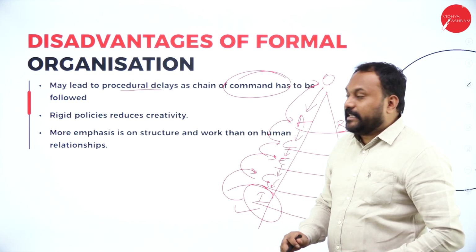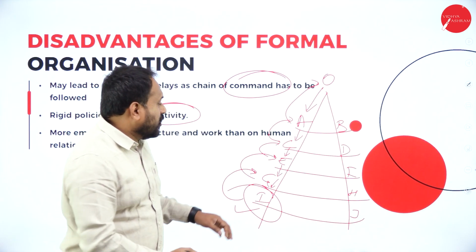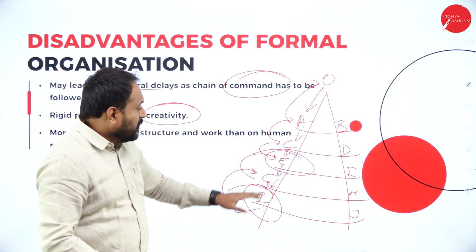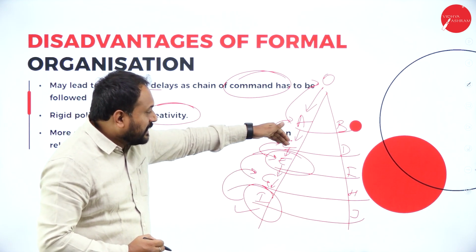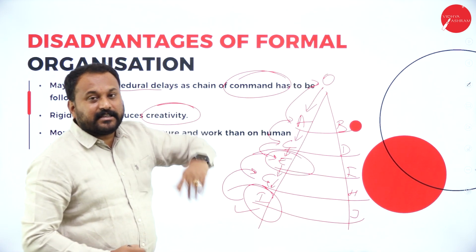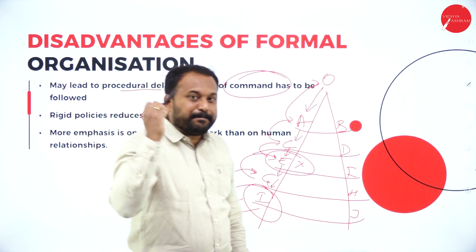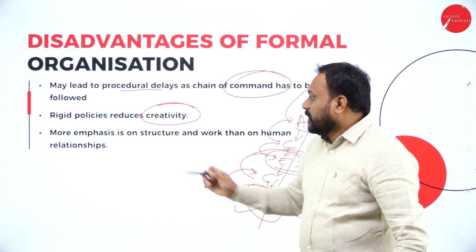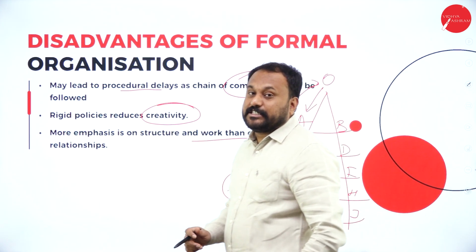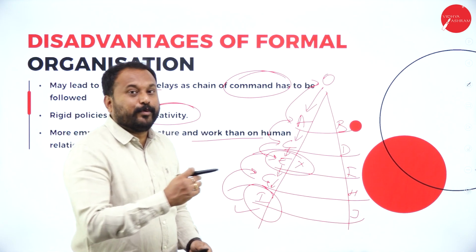So, rigid policy reduces creativity. Why does it reduce creativity? Probably this person called E has got a very good idea about how to market the product. Now E needs to take permission from C, from C to A, and A should take permission from O, and it should again come back. But by then O will say this is not a good idea. So E cannot perform, and it suppresses creativity. More emphasis is on structure and work than on human relationship. Here, more than the human relationship, it is the structural relationship they go with. That's why it is very rigid.